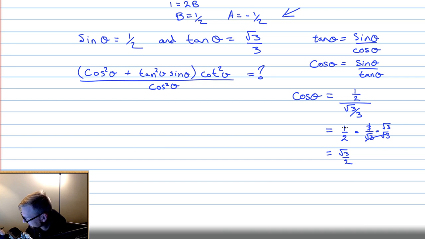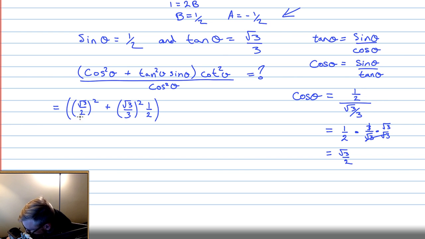Okay, we've got all our values. Let's plug it in and see what we get. Cos squared: we've got (√3/2) squared plus tan, tan is √3/3, squared, times sine, which is 1/2. Then we've got cotan squared. What is cotan? Cotan is 1/tan. So we'd have (3/√3) squared. Now, this is all over cos squared, (√3/2) squared.